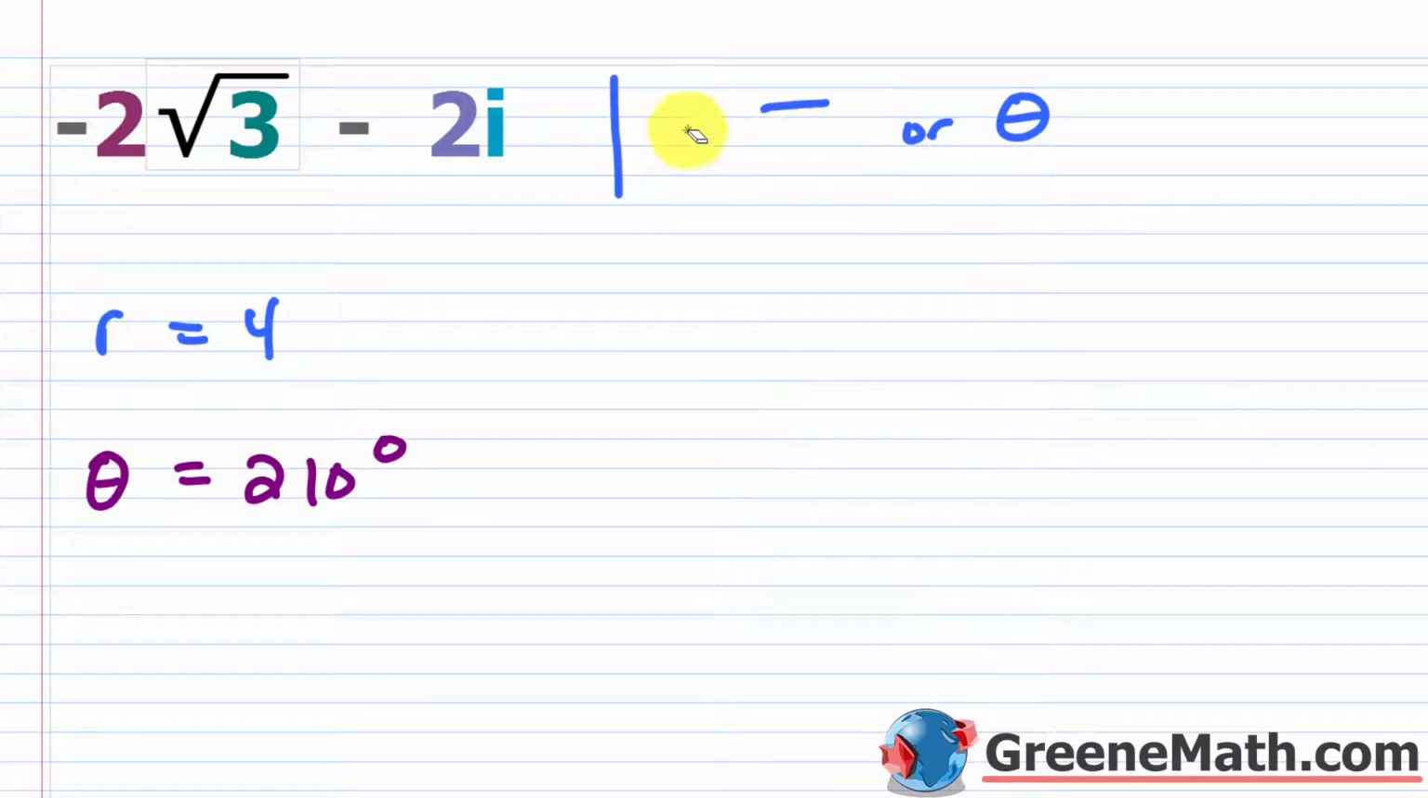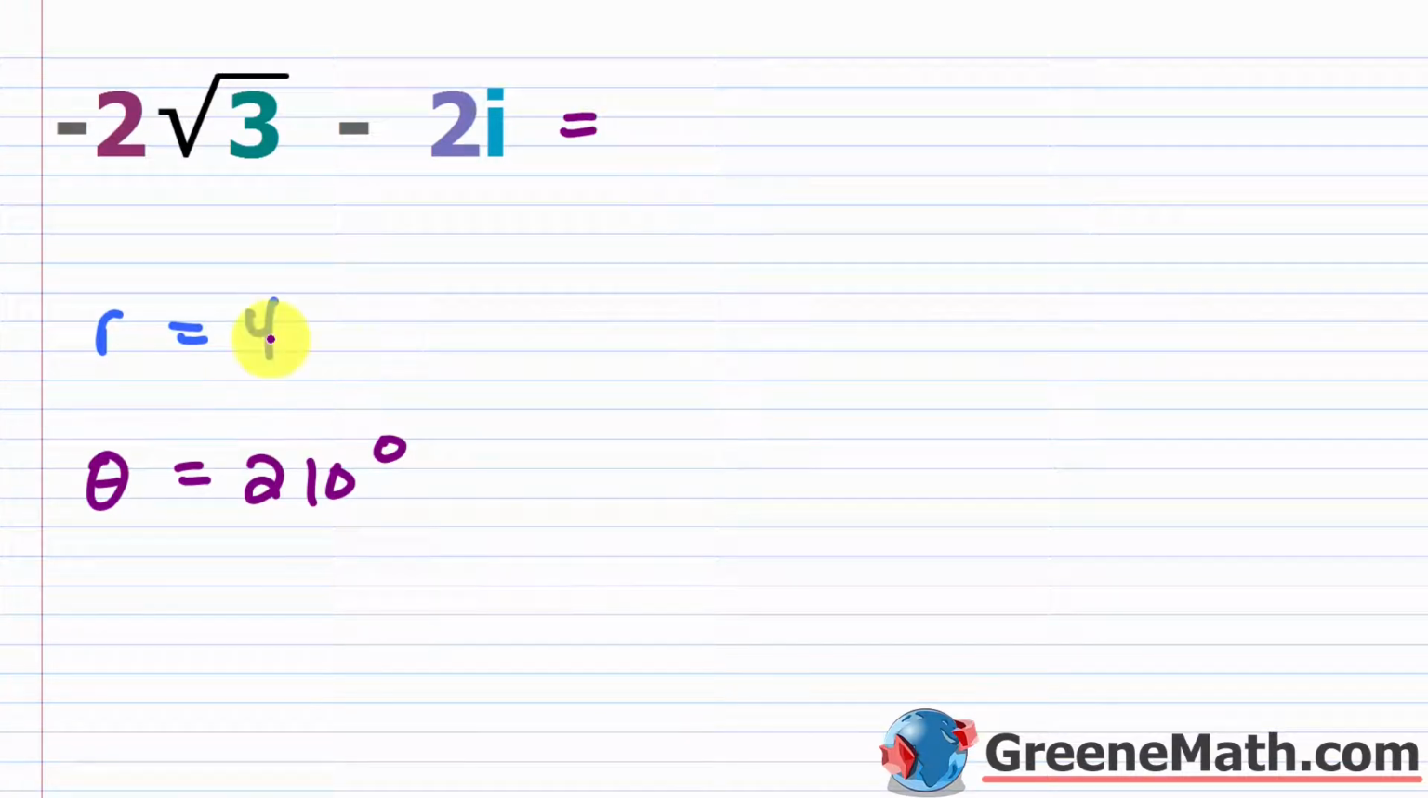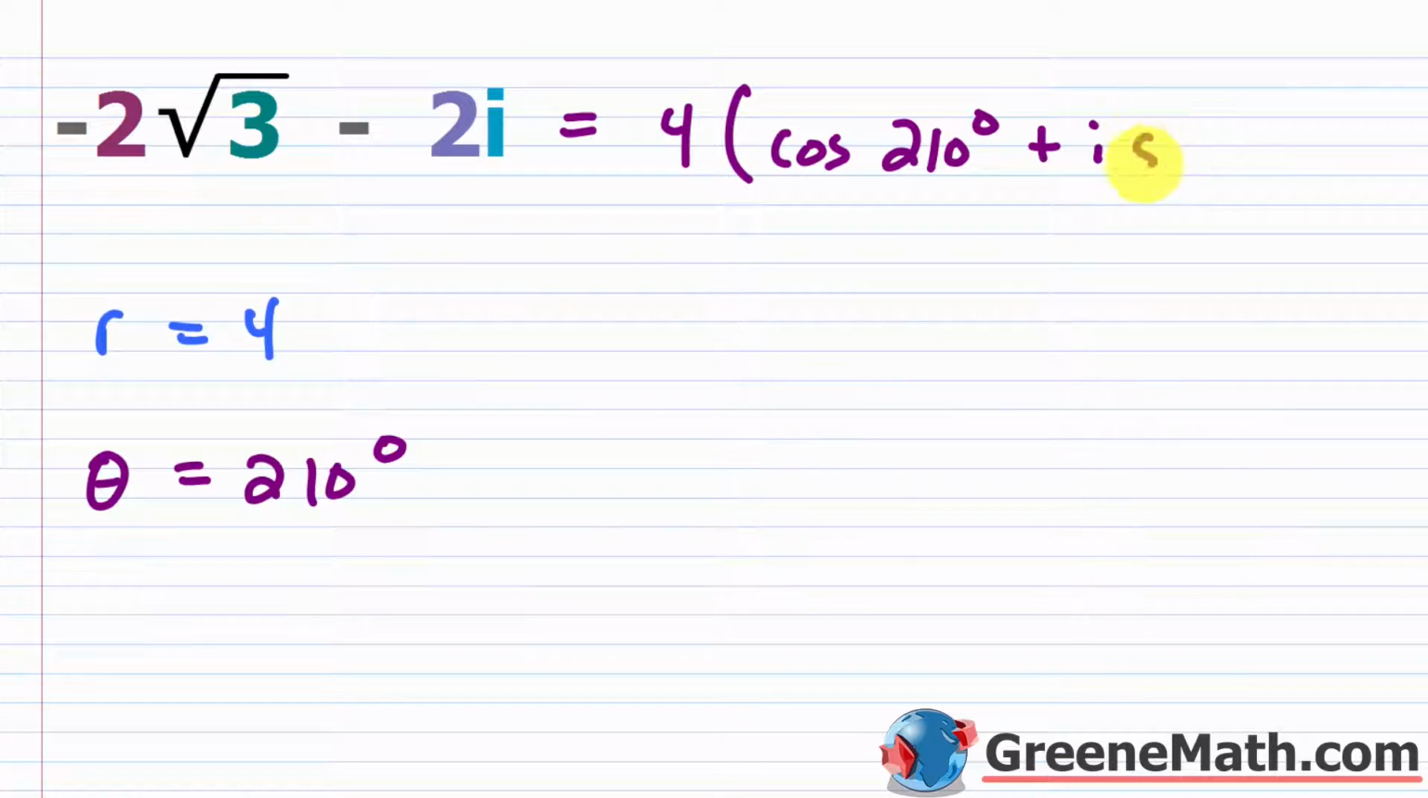So now that we have all the required information, I can just put equals. I'm going to take my r value, which is 4, and multiply by the cosine of this angle, 210 degrees, plus i times the sine of this angle, 210 degrees. So that's basically it. That's your polar form.